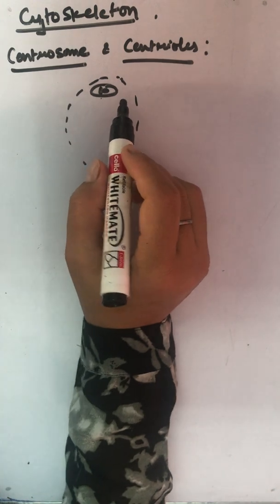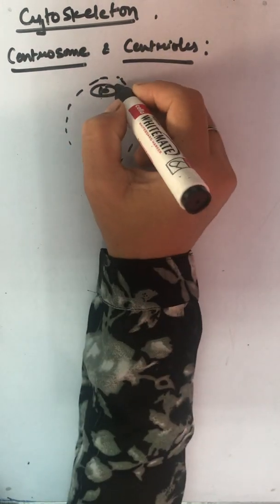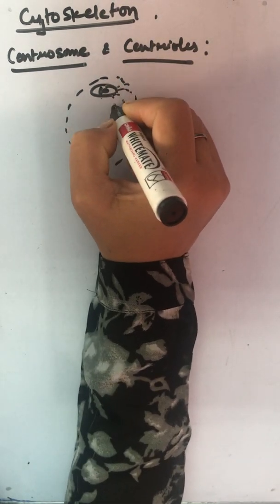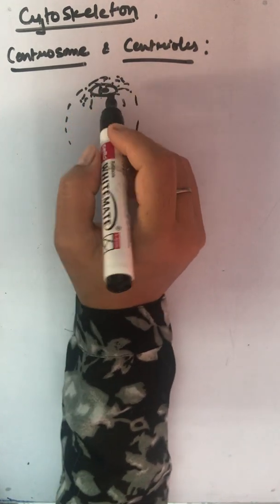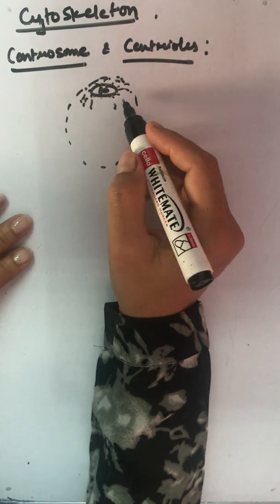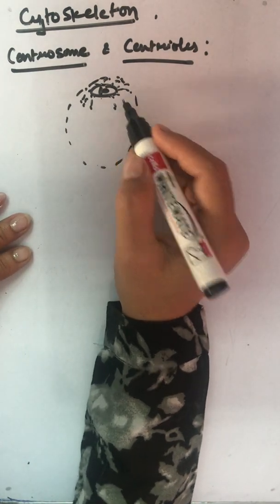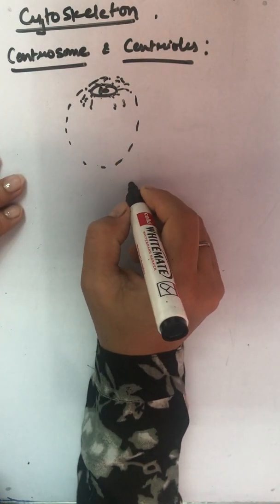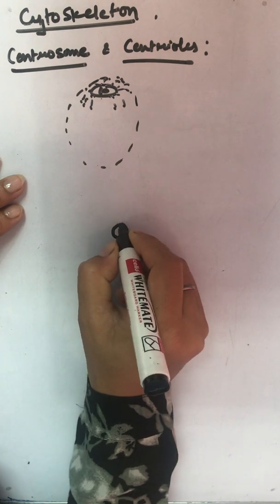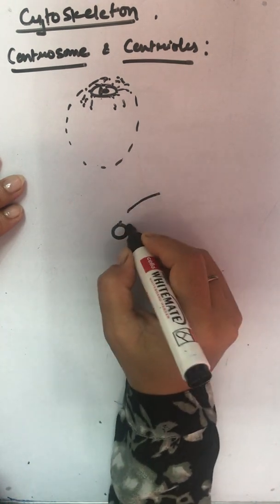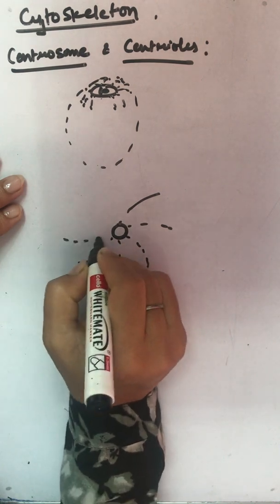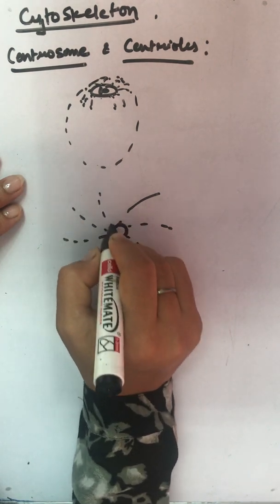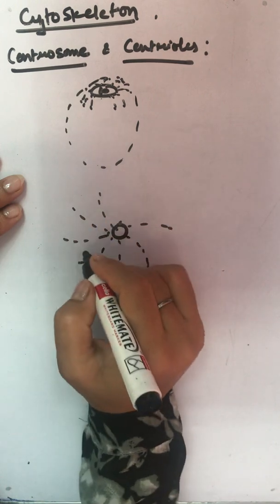They form the basal body of cilia and flagella, and from here the entire spindle apparatus starts at the time of division. We are talking about this centrosome and centriole structure. And here we say it's the central hub from which 9 peripheral microtubules arise.